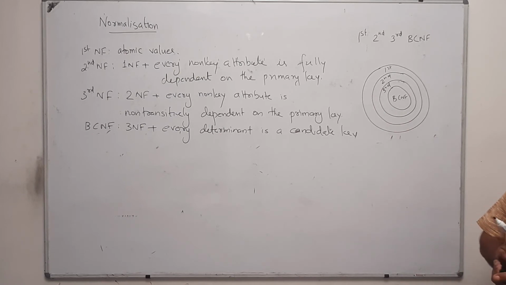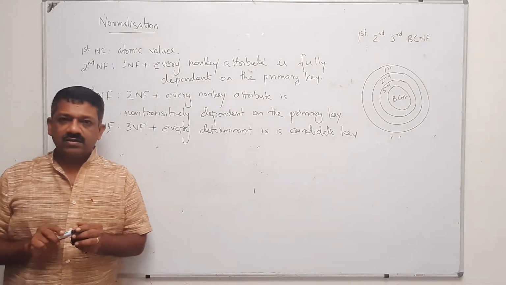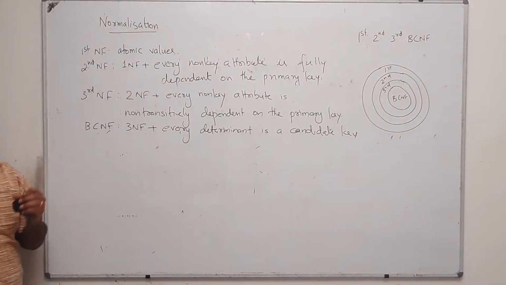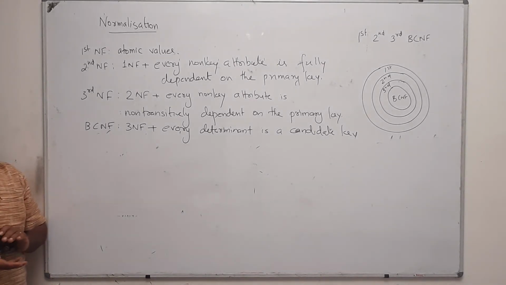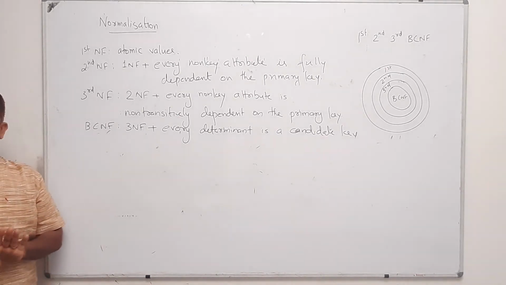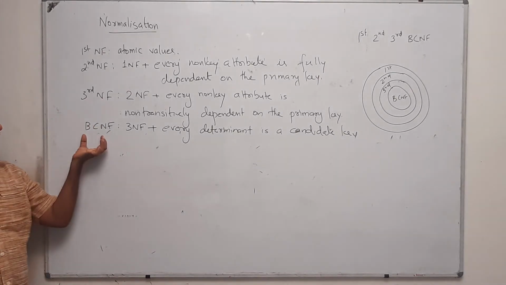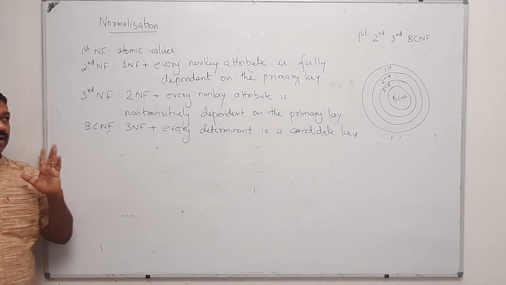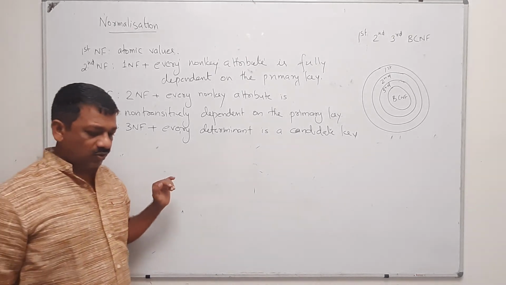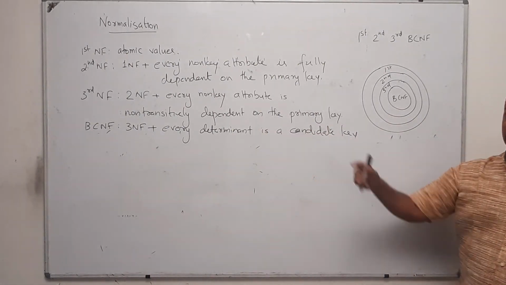And they may ask, if you don't want updation, insertion, deletion anomalies, what should be the minimal normal form it has to achieve. That is third normal form. There is no need to go for Boyce-Codd normal form. And if you are designing a good database, then you have to normalize it up to third normal form.